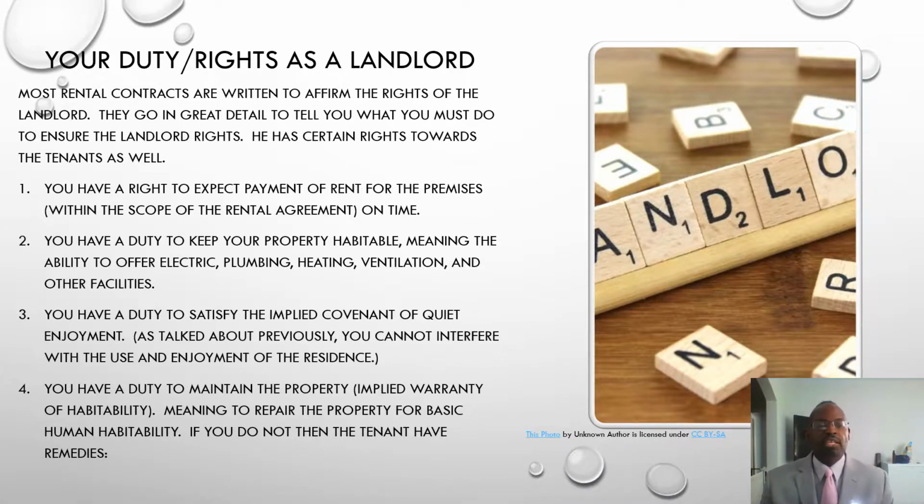Okay. You have a duty to satisfy the implied covenant of quiet enjoyment. Okay. The landlord cannot come over to your house and bother you so much that you can't enjoy your place of residence. Okay. As talked about previously, you cannot interfere with the use and enjoyment of that residence. Okay. Also, the landlord has a duty to maintain the property. Meaning he has to repair the property for basic human habitability. And if he does not, then the tenant has remedies.